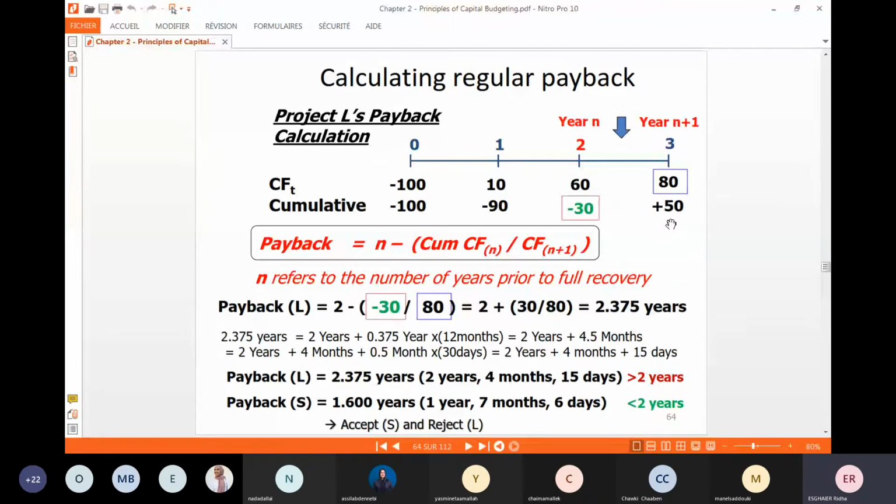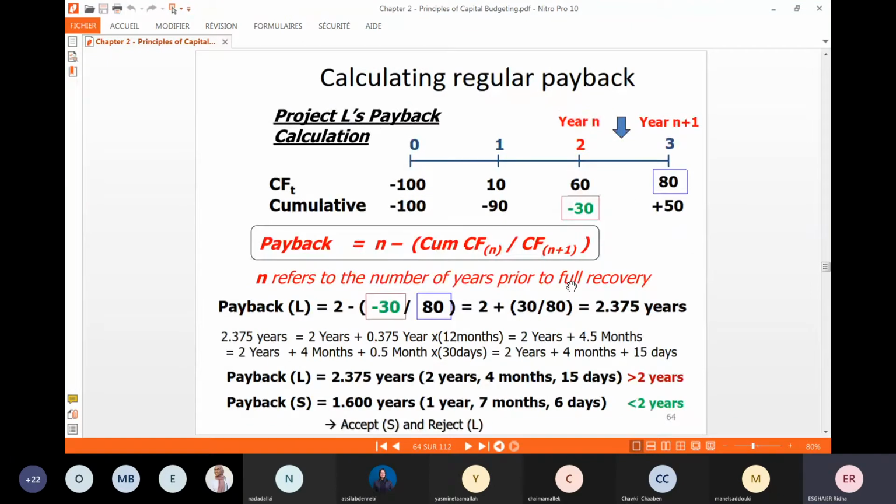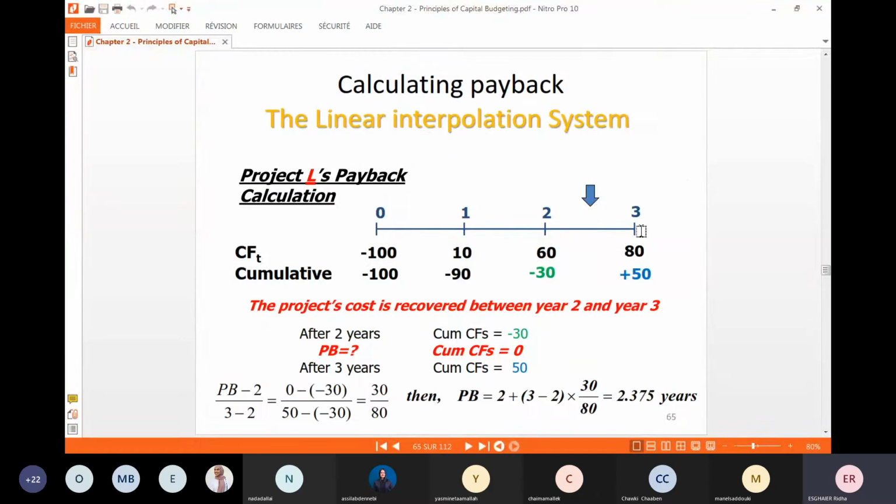We will use it in many other criteria. How do we determine exactly the number of years that coincides with a cumulative cash flow of 0, to say that we are exactly recovering our initial investment? Knowing that after 2 years the cumulative cash flow is minus 30, and after 3 years the cumulative cash flow is 50, what is the payback? The exact number of years at which the cumulative cash flow is 0.